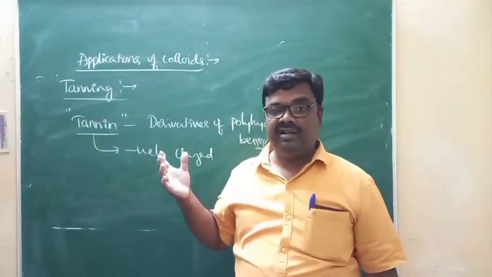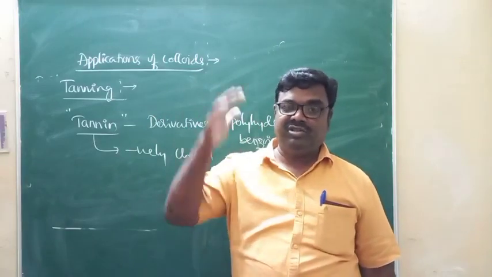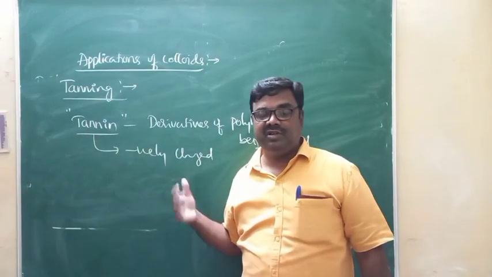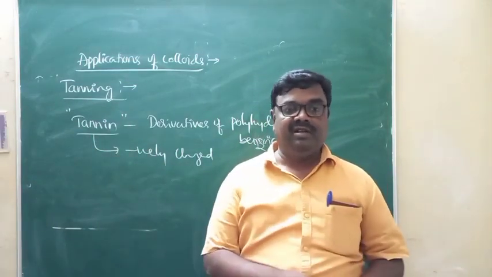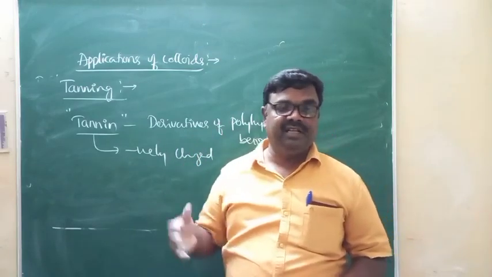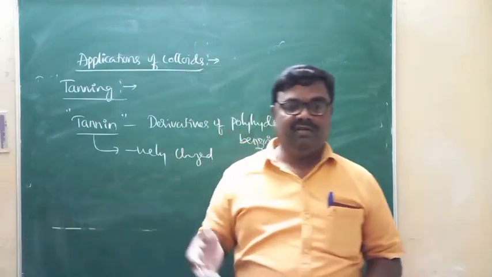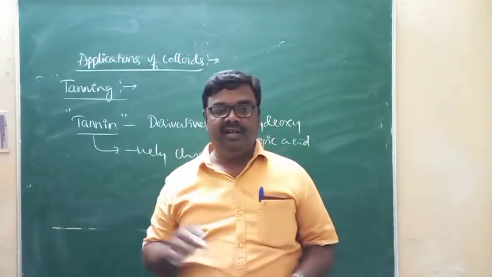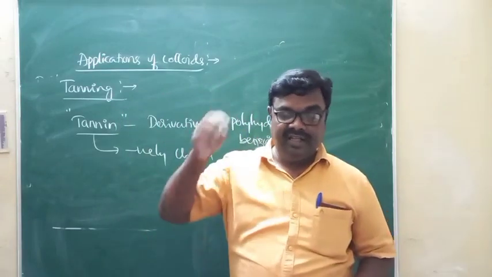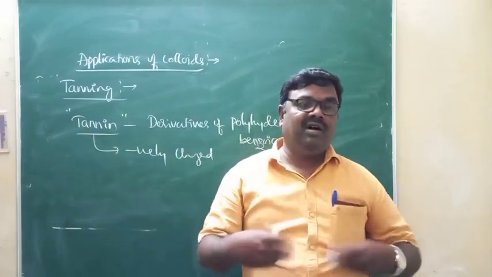Just imagine an animal hide containing positively charged colloidal particles. When it is soaked in tannin containing negatively charged particles, what happens now? Coagulation of colloidal particles takes place. The coagulation of the animal hide takes place. That results in the formation of hard leather. That is, when an animal hide containing positively charged colloidal particles is soaked in tannin containing negatively charged particles, coagulation takes place.